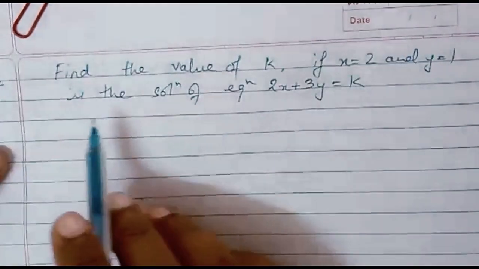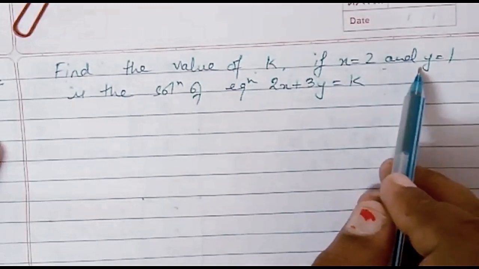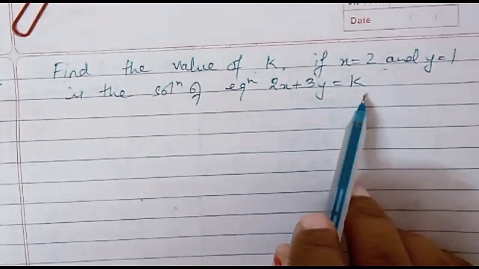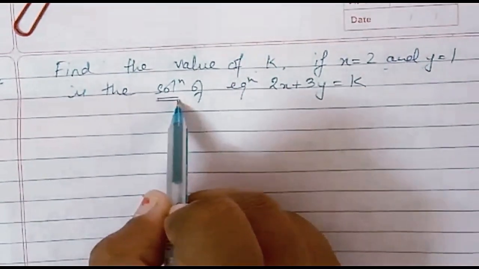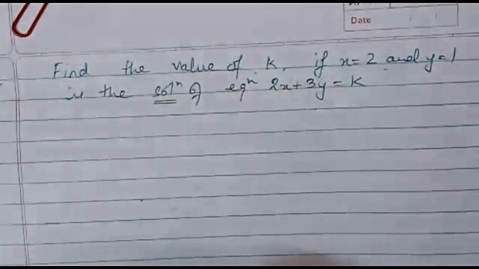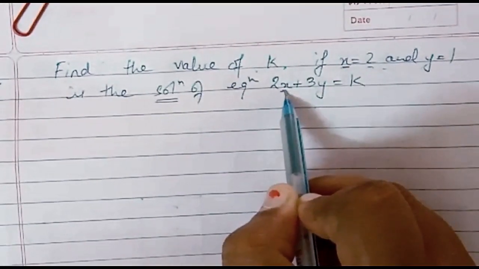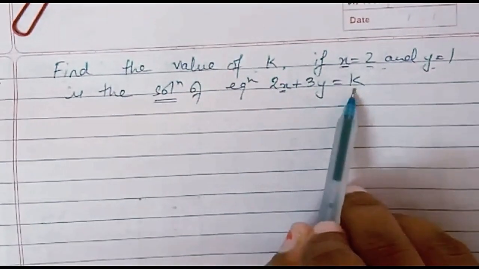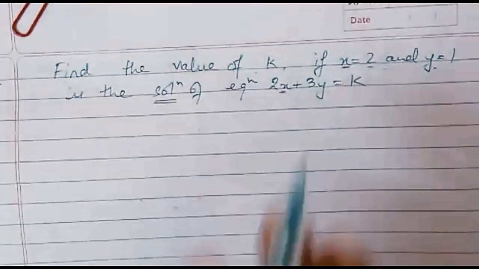So our new question is, find the value of k if x is equal to 2 and y is equal to 1 is the solution of this given equation 2x plus 3y is equal to k. If it is a solution, that means it satisfies the equation. When you put the value of x as 2 and the value of y as 1, definitely you will get the same number which is presented after the equals sign.